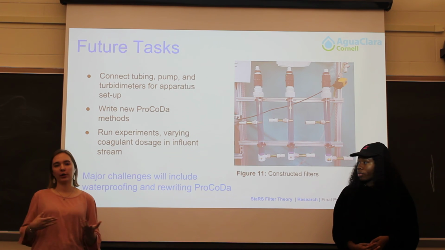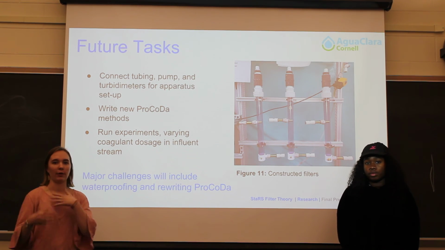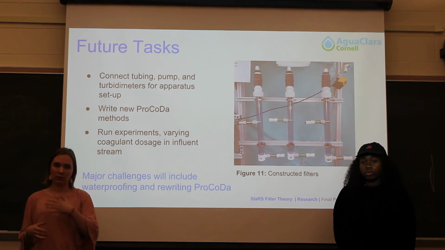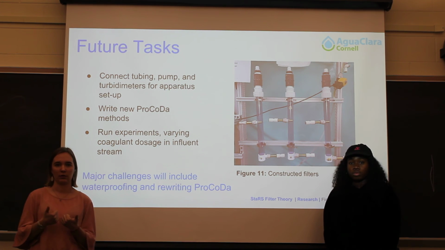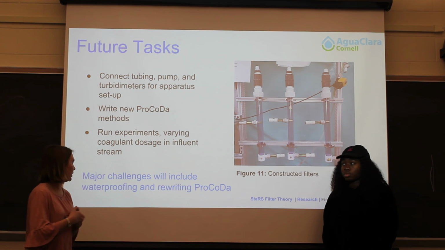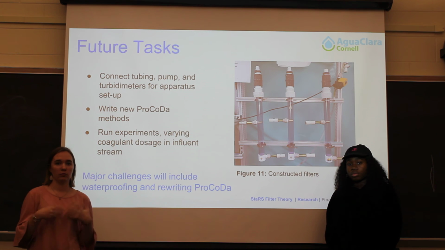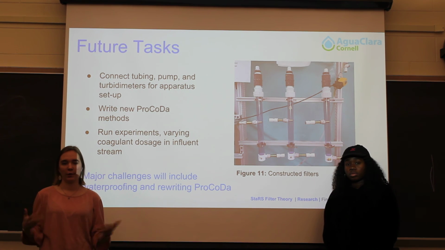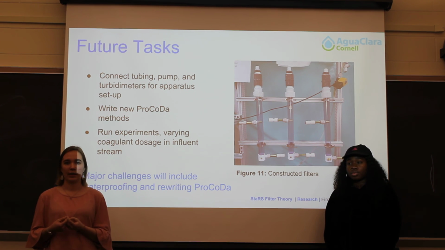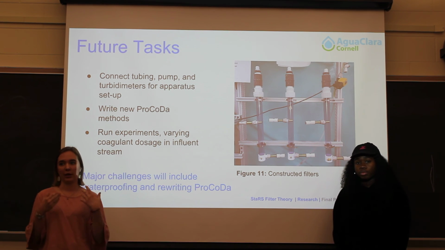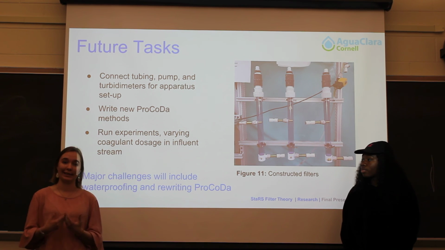As we mentioned earlier, previous teams in the past have focused on varying coagulant dosage and seeing how that affects filter efficiency. We will continue running those experiments, but with our 3 new filters, seeing how coagulant dosage and sand grain size affect filter efficiency. We predict that our major challenge will be writing our Procoda methods because all 3 of us have very limited experience with Procoda. Our second challenge that we expect will be making sure that the filter and the apparatus are all waterproofed and that we don't have any leaks in the system.